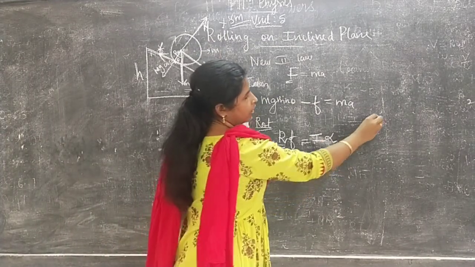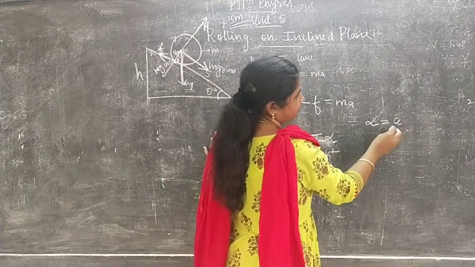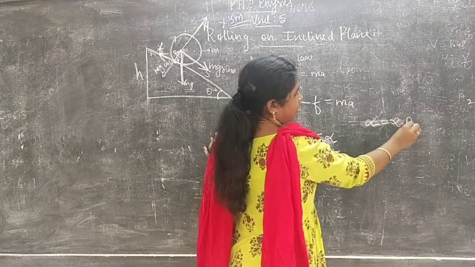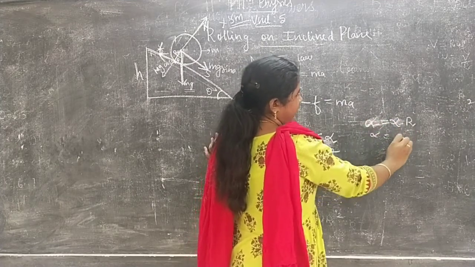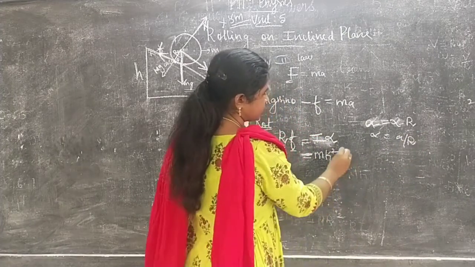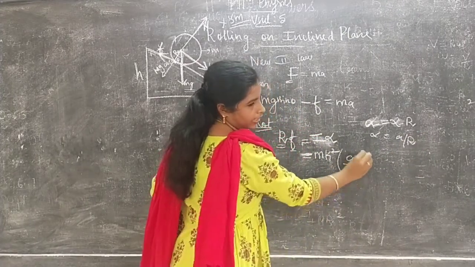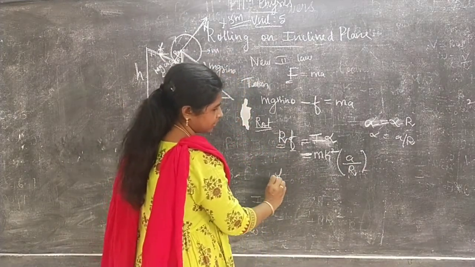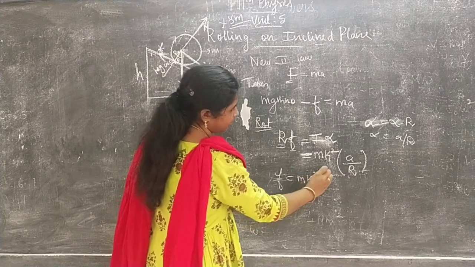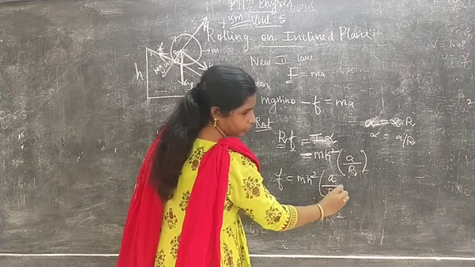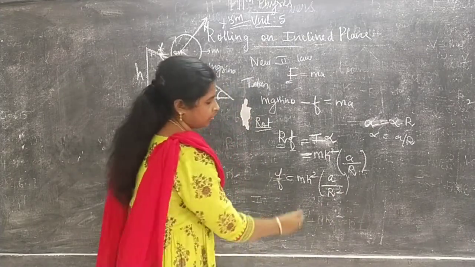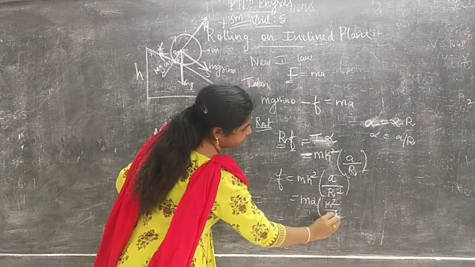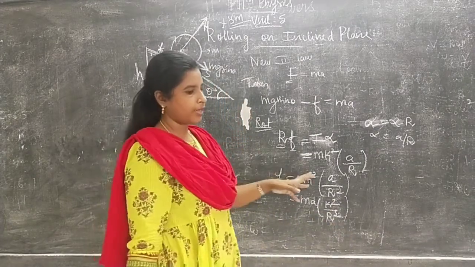Acceleration and alpha are related by a equal to alpha into r, so alpha equals a by r. Substitute it here. From this, f is equal to mk square a by r square, or I can write ma into k square by r square.